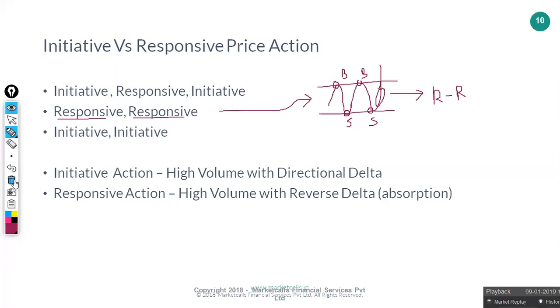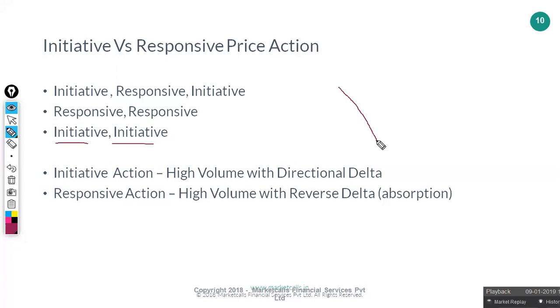The third comes the initiative to initiative. It's something like a momentum auction reversal. There'll be initiative selling followed by initiative buying. That's what initiative to initiative talks about. Mostly you'll be seeing a lot of momentum sellers coming in over here, mostly with high volatility followed by an inside bar, and then the price keeps moving up. That's something like a momentum auction reversal.